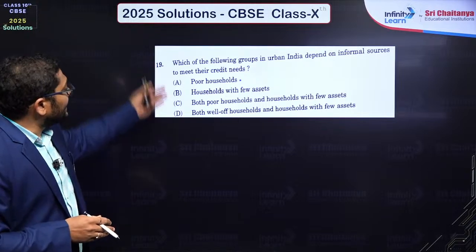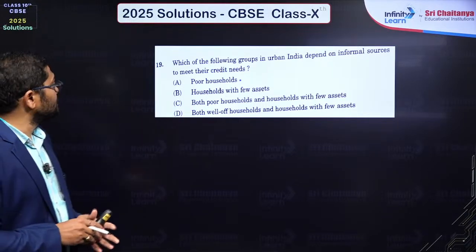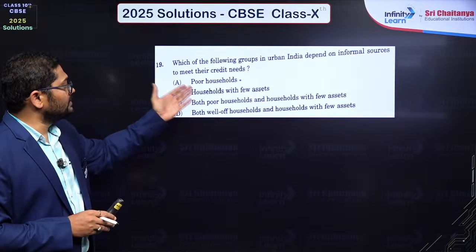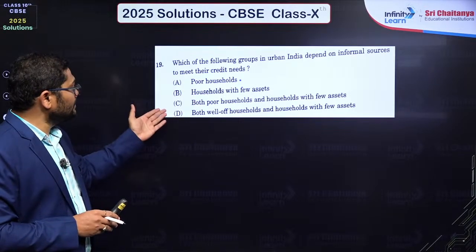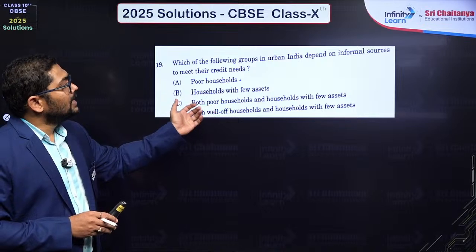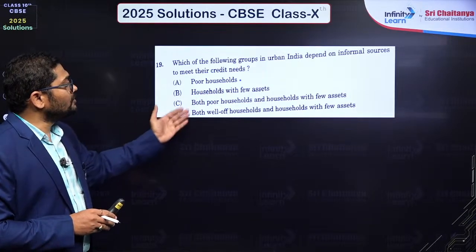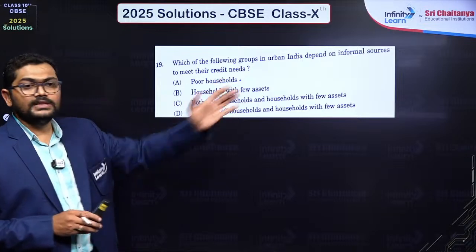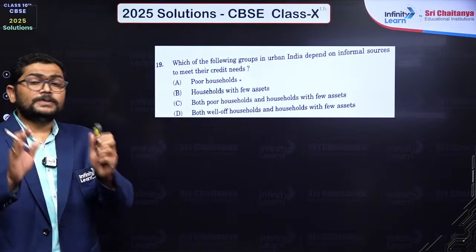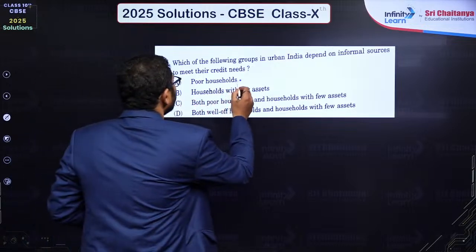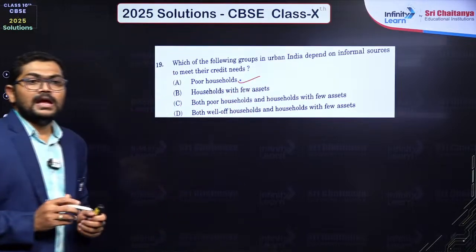Out of the categories mentioned here, if you see the options: A, poor households; B, households with few assets; C, both poor households and households with few assets; D, both well-off households and households with few assets. As per the percentages mentioned in the textbook, we can go with option A, poor households.